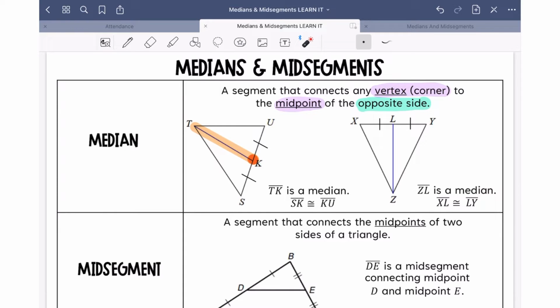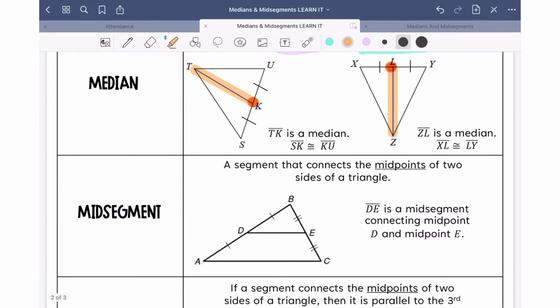Okay? And then same on this triangle. So this one is a little different. My midpoint is L right here. And I'm going to connect that to a vertex or a corner, which over here is Z. So ZL is my median right there.